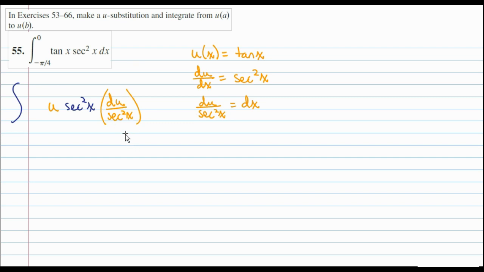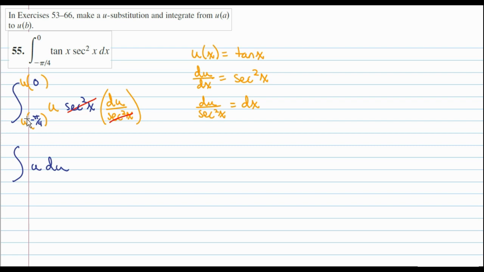But remember, I'm now using the input variable u, so I can't use negative pi over 4 and 0 anymore. Those were meant to be plugged into x, which is now part of the u function. So instead, I'm going to evaluate u of negative pi over 4 and u of 0 for my new lower and upper limits of integration. The secant squareds cancel out, and I have the antiderivative of simply u du, which will be easy once I figure out the limits.